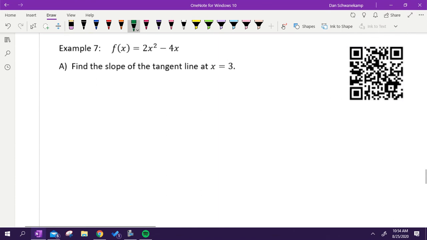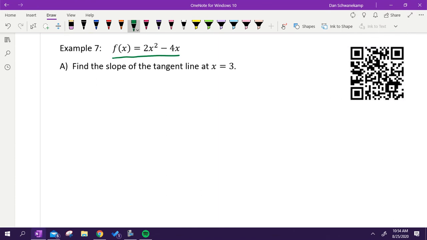Example 7, we get this function. It's a parabola again. Imagine that. We are finding the slope of the tangent line at 3. So right now, if we're saying find the slope of a tangent line, I got to find the derivative. I got to use that limit definition of a derivative. We got 2 of them. I don't really care which one we pick. Which one do we want to do? We'll do it together. First or second?